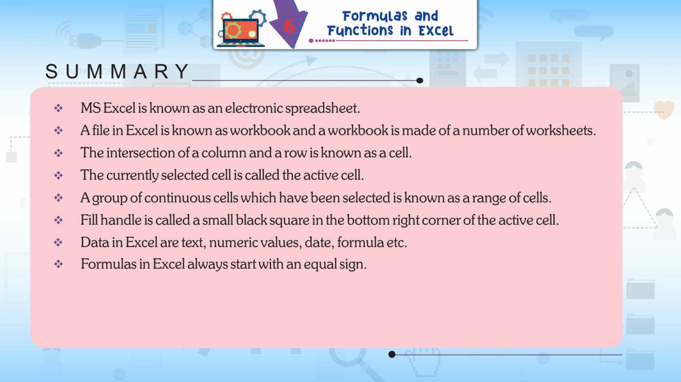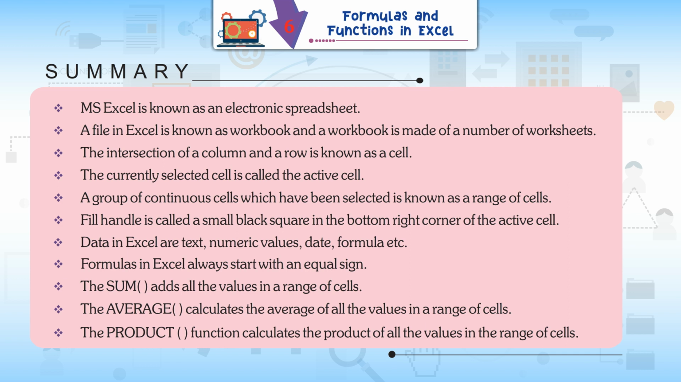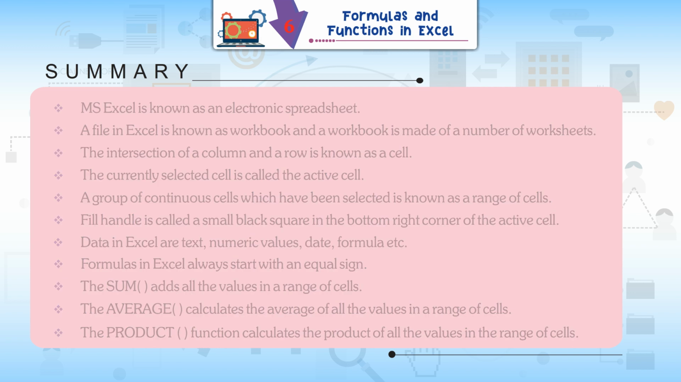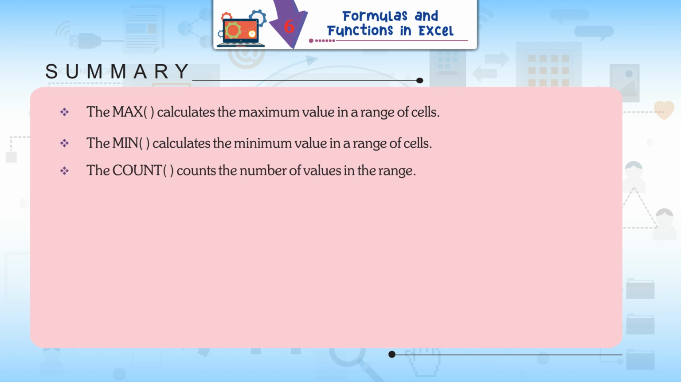Formulas in Excel always start with an equal sign. The sum adds all the values in a range of cells. The average calculates the average of all the values in a range of cells. The product function calculates the product of all the values in the range of cells. The maximum calculates the maximum value in a range of cells. The minimum calculates the minimum value in a range of cells. The count counts the number of values in the range.